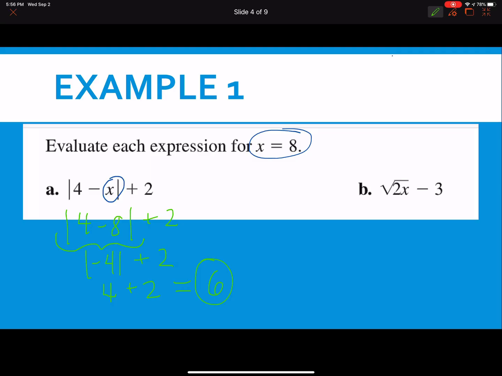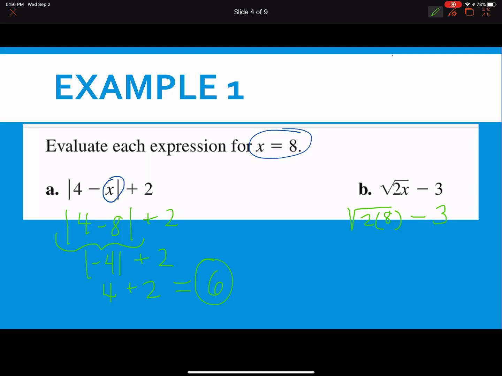Okay, in the expression in B, we see a radical symbol. Our x is within the radical beside a coefficient of 2. So when I substitute my value of 8, I'm going to put parentheses around that value I'm substituting, and notice I'm going to keep it underneath the radical. Then I'm going to bring down my subtract 3.